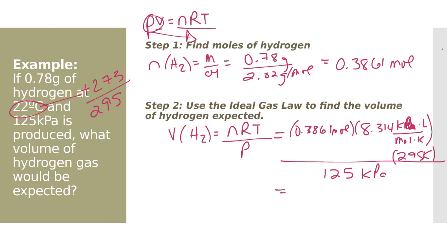And this gives me a volume of, calculator gives me all kinds of decimals. What do I need? I need 2 sig figs because of the mass that's here. So we need 2 sig figs. So I'm going to be rounding to 7.6 liters.